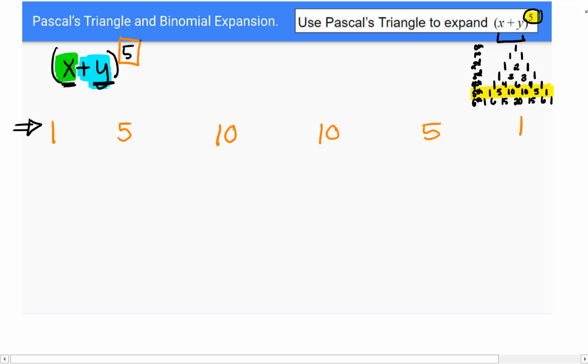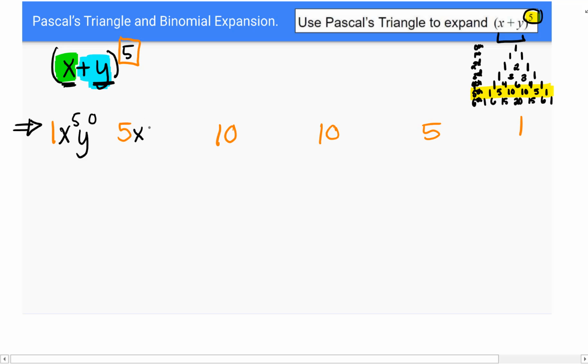The sum of the exponents must always equal 5. So I go first term to the power of 5, which means the second term is to the power of 0. 5 plus 0 is 5. This is the first product, the very first term in our expansion.